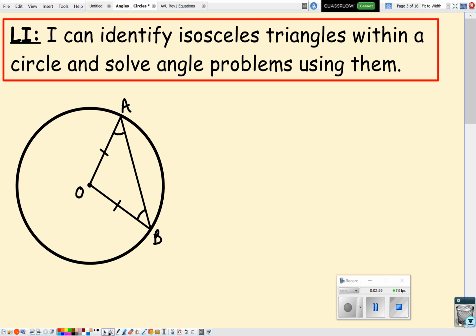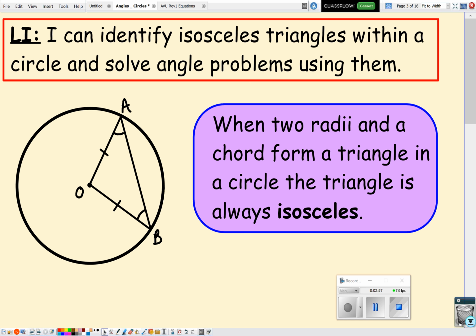What we're saying here really is that when two radii and a chord form a triangle in a circle, the triangle is always going to be isosceles. And so basically we're saying that angle OAB and angle OBA are equal. Okay, so we're going to use that property to solve some angle problems shortly. Alright, I'll show you some examples.